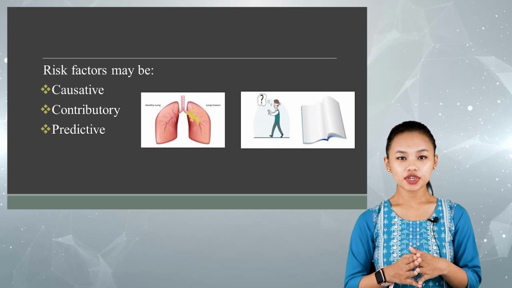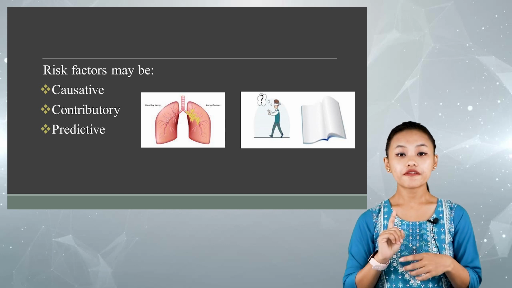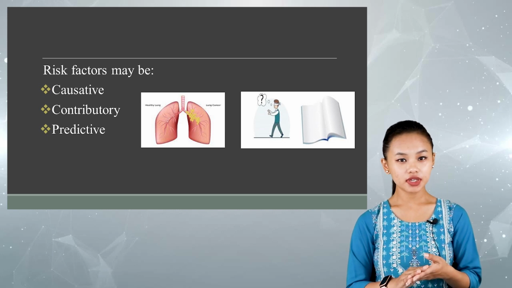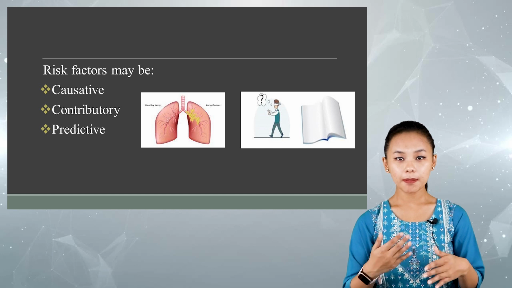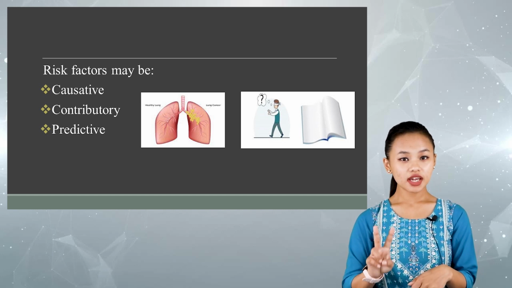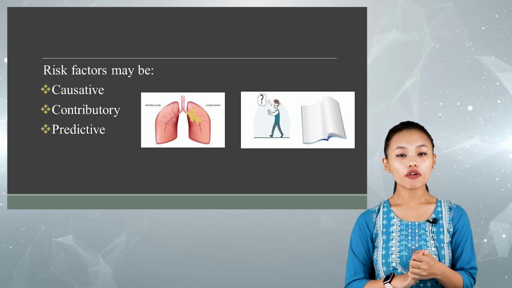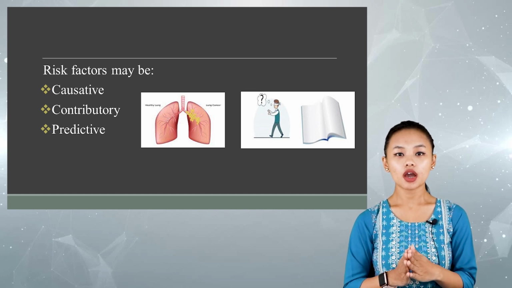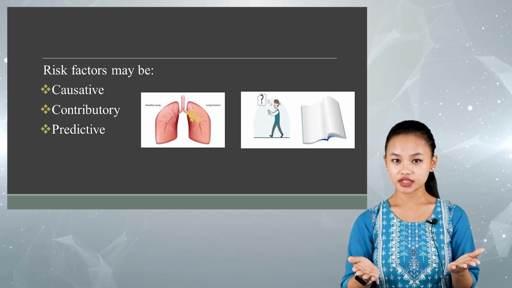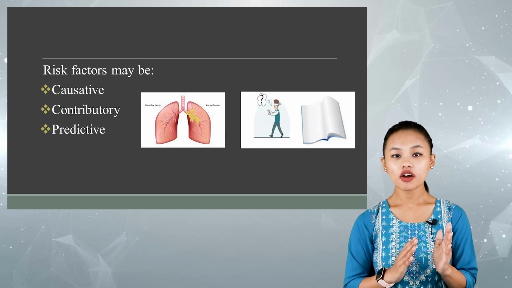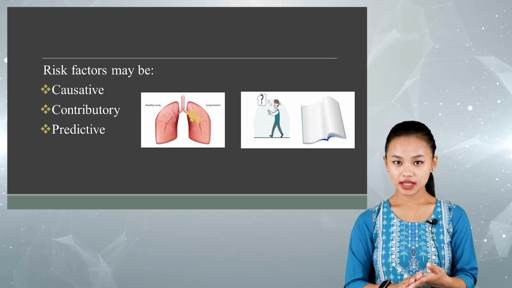Risk factors can be of three types. The first one is the causative. For example, smoking can be a risk factor for developing lung cancer. The second is the contributory. For example, lack of physical exercise can be a risk factor for developing coronary heart diseases. And the third one is the predictive. For example, illiteracy can be a risk factor for prenatal mortality.